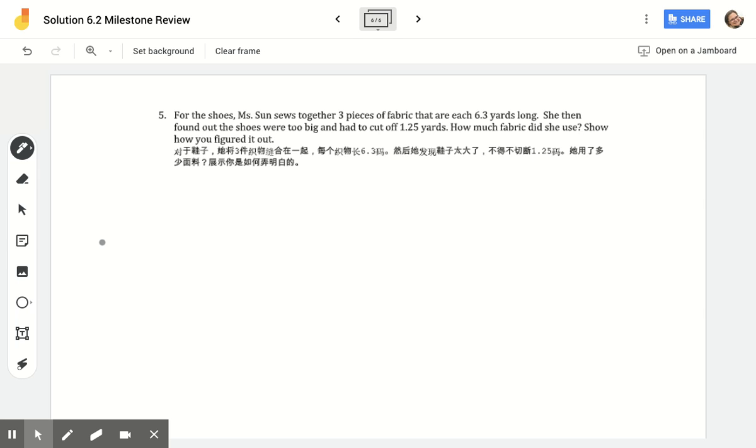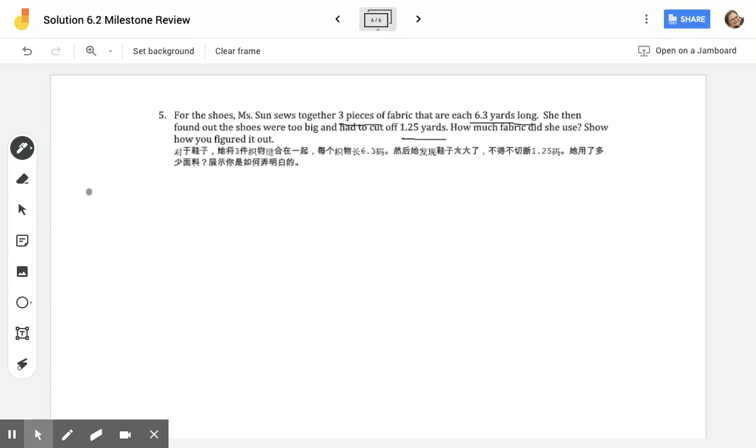All right, you guys, this is our last problem, number 5. For the shoes, Miss Sun sews together 3 pieces of fabric that are each 6.3 yards. She then finds out that the shoes were too big, and she had to cut off 1.25 yards. How much fabric did she use?